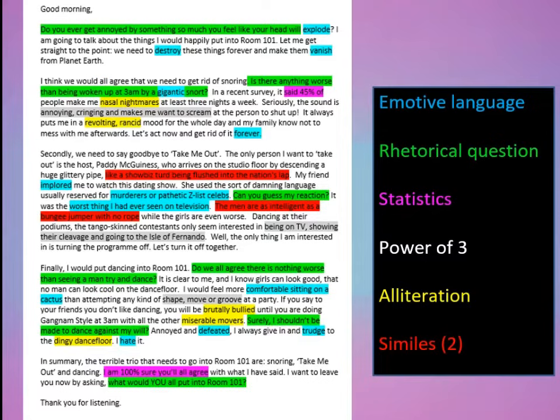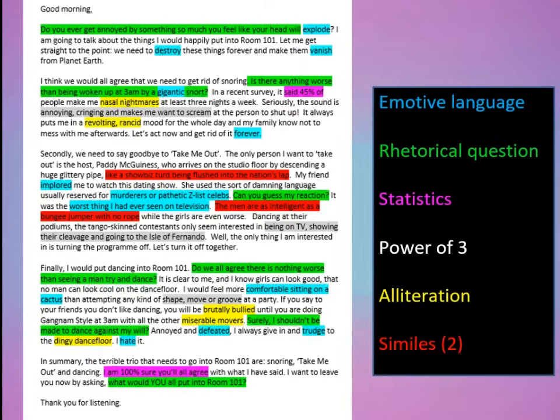Okay, so if we look at the blue, the emotive language, I've said explode, destroy, vanish, gigantic, forever, implored, the worst thing I'd ever seen, defeated, trudge, hate. So all of these words, if you say hate, that's a lot more emotive than dislike or don't particularly enjoy. Remember, in a speech, we're almost trying to get the audience to agree with us. So we're trying to persuade the audience to agree with us that these things are awful and they should disappear forever.